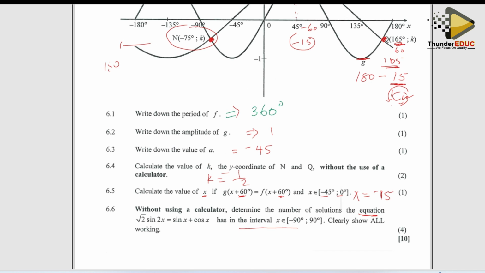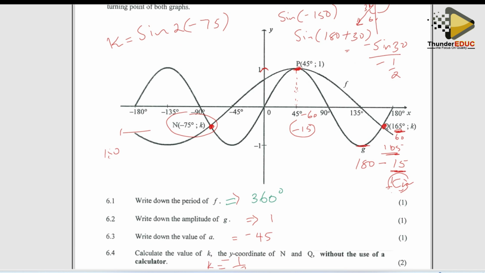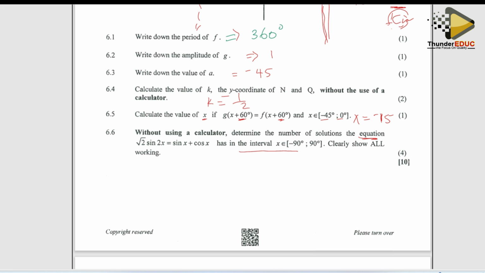All right, then 6.6 without a calculator, determine the number of solutions this equation has within the interval of negative 90 and a positive 90. So the negative 90 is at this point, the positive 90 is at this point. When we look at solutions, it's like we are solving the two equations and getting answers. How many points do the two graphs meet? It's at this point and then at that point. So we know that it has two solutions, but how do we get the two solutions?